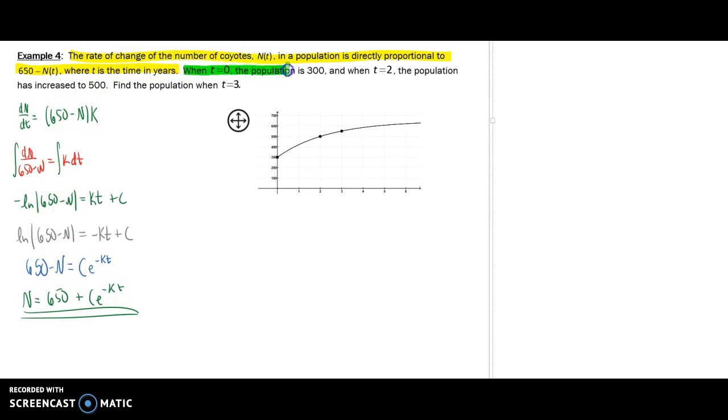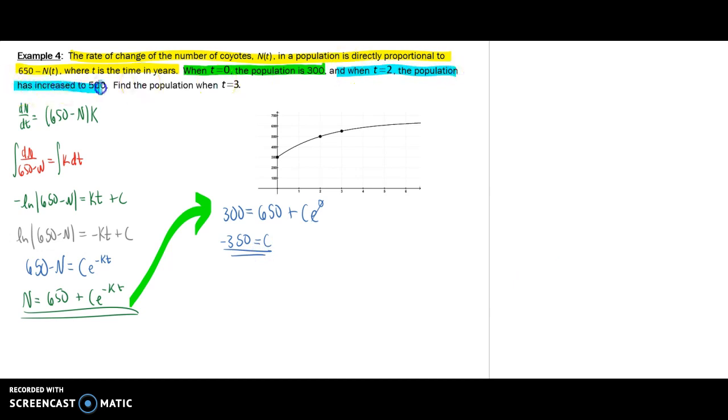Now we can look at this part that I'm highlighting in green, and if we plug that in, when t equals 0, the population is 300, so 300 equals 650 plus ce to the negative k times 0, which means this is to the 0, e to the 0 is 1, and if you do just a little bit of algebra on that, you get c equals negative 350, which is good.